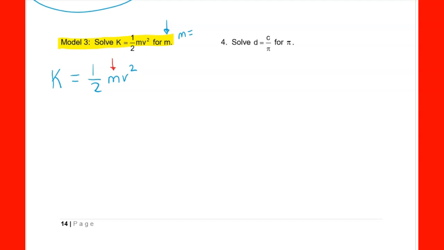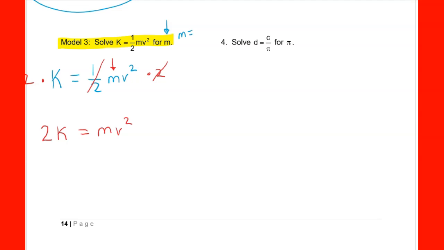Now, the more comfortable you get, sometimes you can do multiple steps at once. What I'm going to do right here is clear this fraction. Every time you see a fraction in these problems, we're going to want to clear it. So I'm going to multiply both sides of the equation by 2. That's going to change the left side to become 2k, and the 1/2 and the 2 cancel each other out because 1/2 of 2 is 1. So essentially, now it's just a 1. But I'm still left with mv squared.